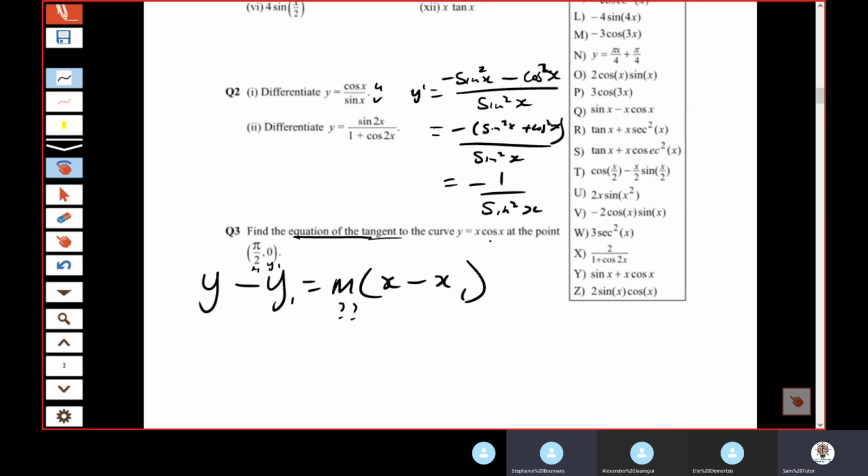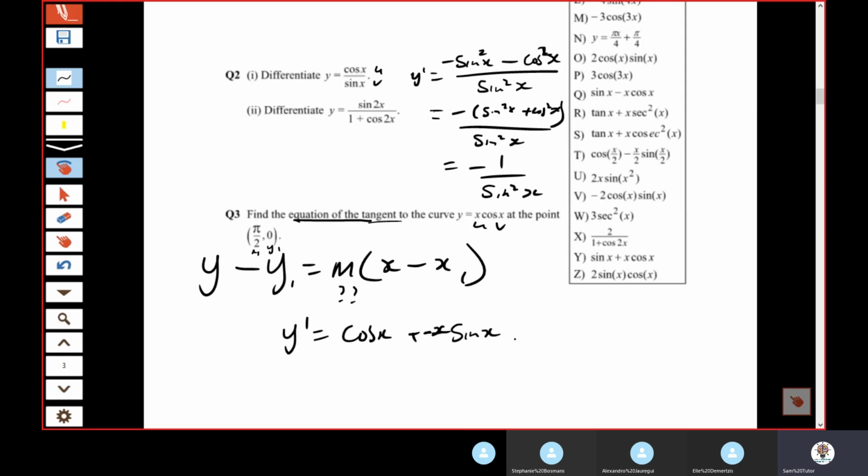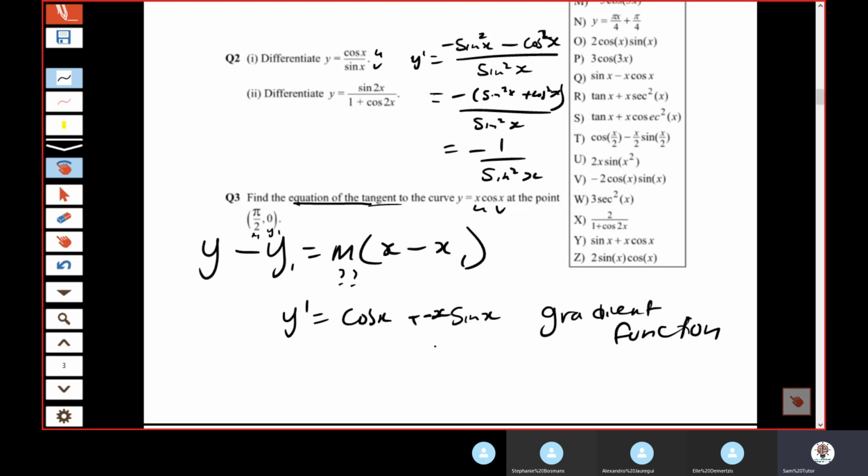Find the equation of the tangent to this curve at the point. Do you have to differentiate the equation? That's it. We differentiate using product rule. u dash v plus derivative of cos is negative sine times u. So negative x sine x. That's called the gradient function. So it's a function that allows you to find the gradient. It is not the gradient.